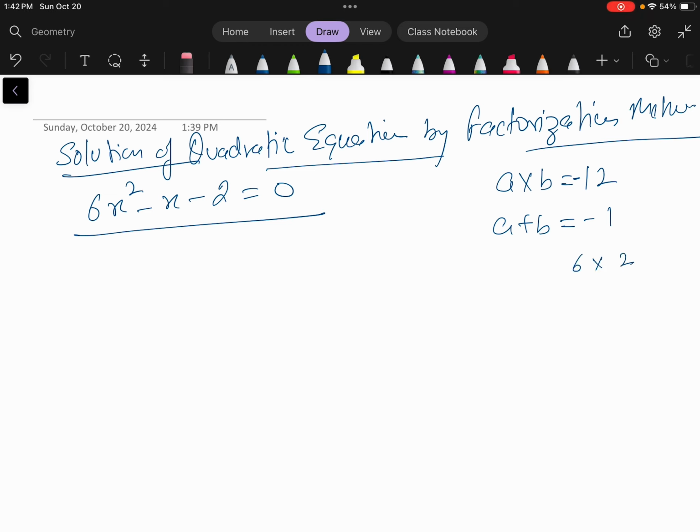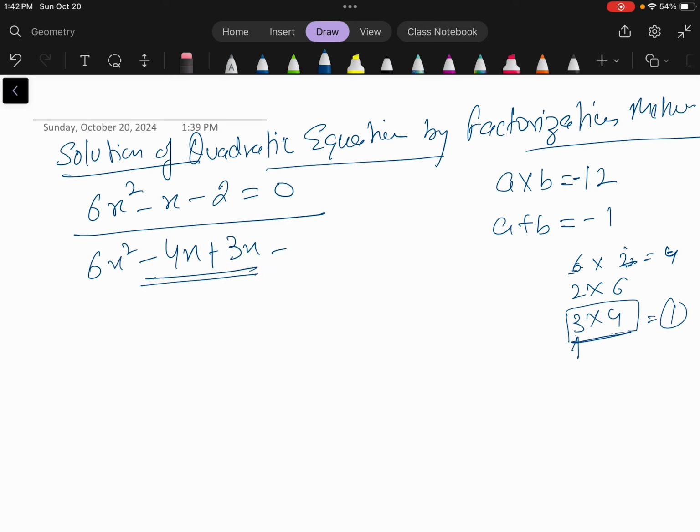So 6 2s are 12, or 2 6s are 12, we can say like this, 3 4s are 12. Okay, so now we will see here, this is the a value and this is the c value. If I subtract these values, I will get 4, but if I subtract these ones, I will get 1 here. So what I will do, 6x² − 4x, this is my one factor, and then −3x, so plus 3x − 2 is equal to 0. So it will become my factors.